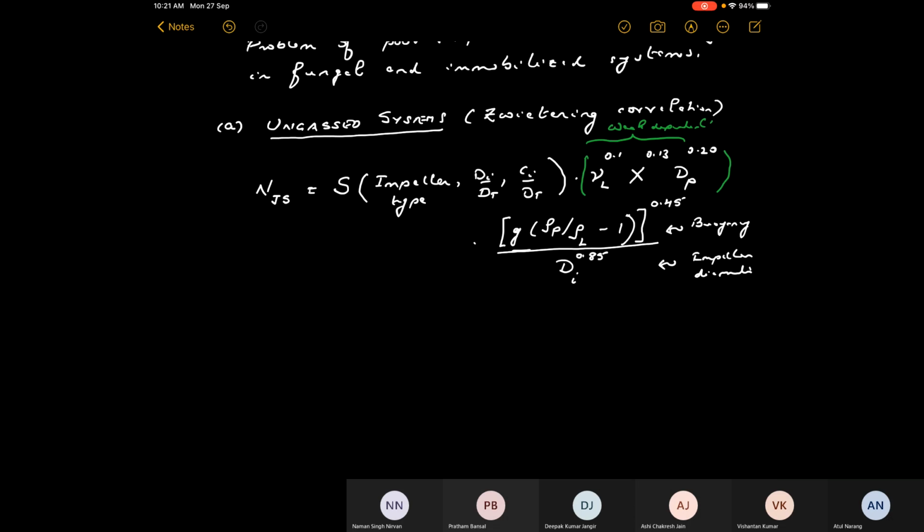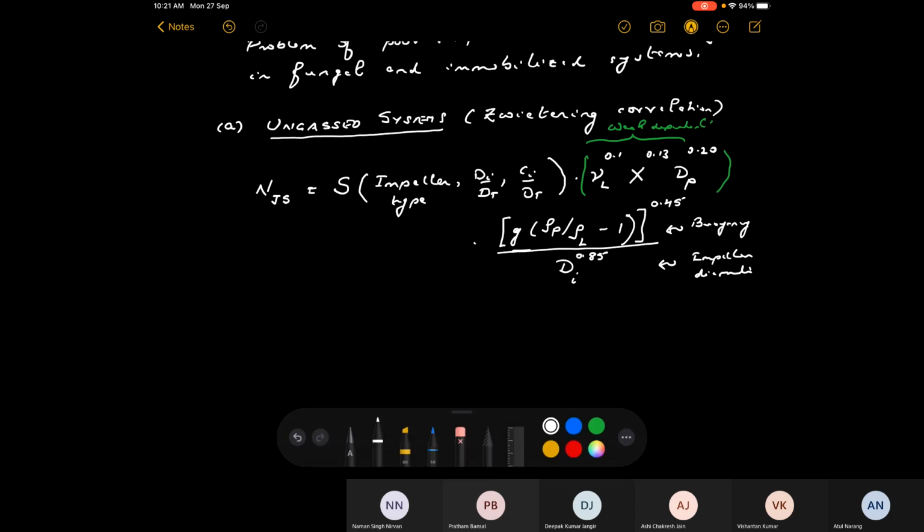Okay, so let me just spell out this quantity S, this function, which depends on the impeller type and the ratio of di over dt and ci over dt. All of that dependence is encapsulated in this factor, and this entire dependence is shown in table 8.4 of the book, which I'll show in a minute. I will return to this in a minute.